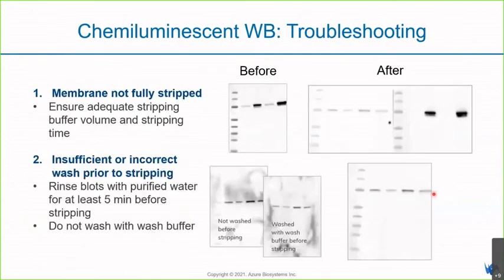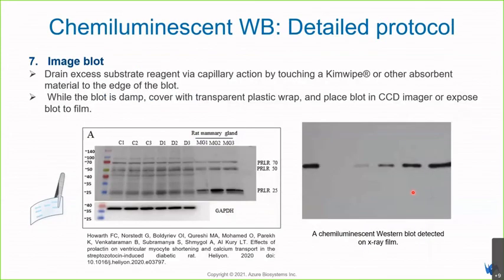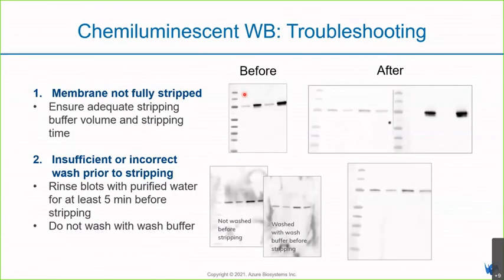Right. So this is the complete walkthrough of a detailed protocol of chemiluminescence Westerns. Next, we move on to troubleshooting tips. If you see this type of image, when you're trying to probe, strip and reprobe the membrane for detection of a second protein of interest, you still see signals from the protein that you detected first.